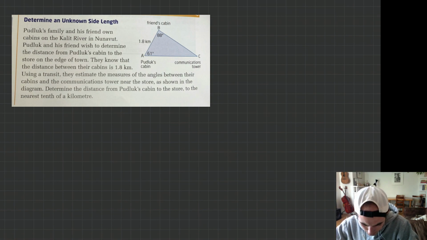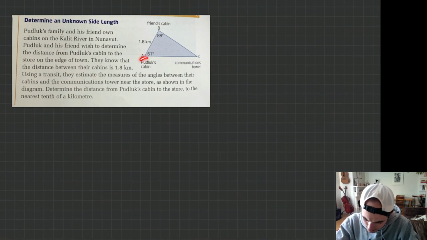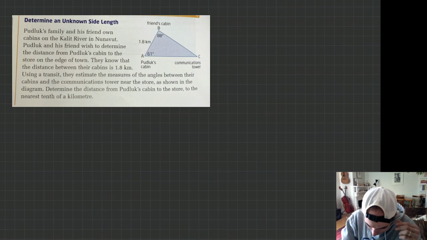So we've got Pudluck's family and his friend. They own some cabins on the Cowlitz River in Nunavut. So it looks like this is their cabins here. They wish to determine the distance from Pudluck's cabin to the store on the edge of town. Okay, Pudluck's cabin, store on the edge of town.